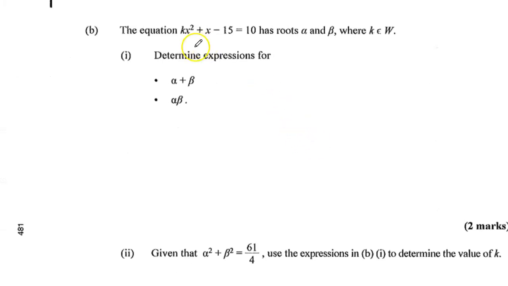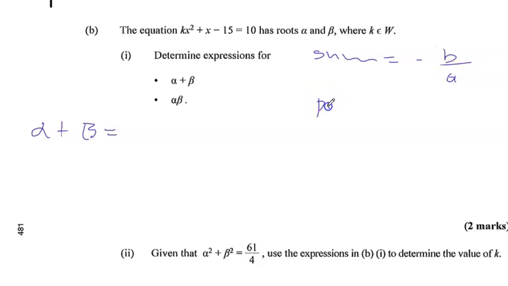Part B, the equation kx squared plus x minus 15 equals 0 has roots alpha and beta, where k belongs to the set of whole numbers. Determine the expression alpha plus beta. So alpha plus beta, that's a sum. And the sum of the roots of the quadratic, the sum is what? Negative b over a.